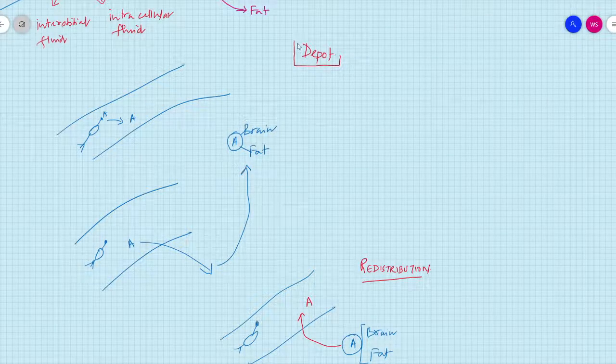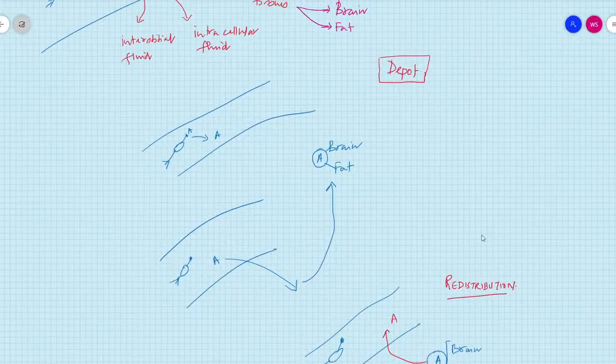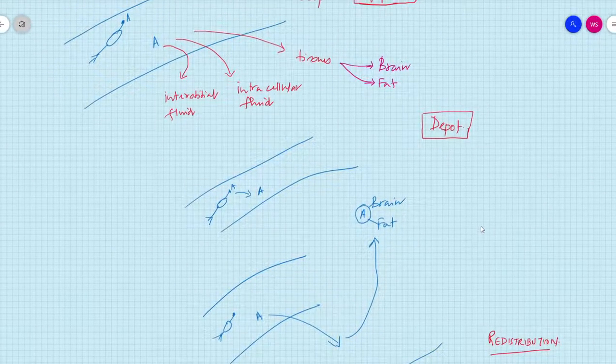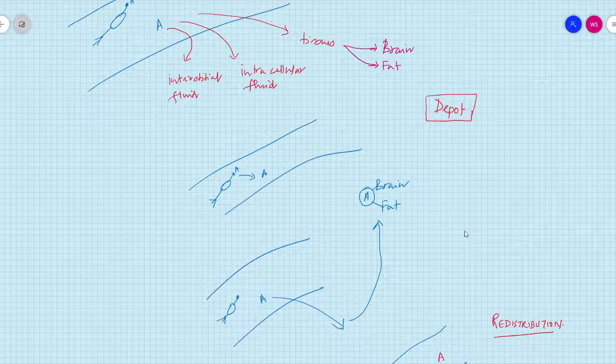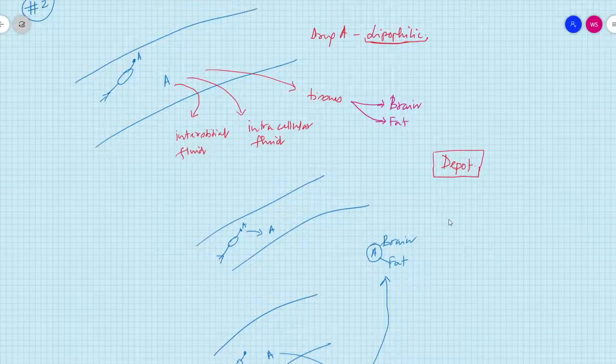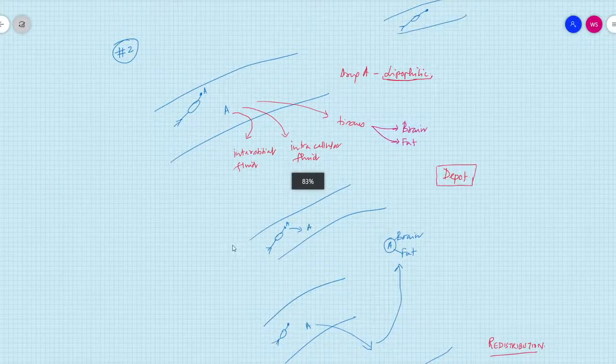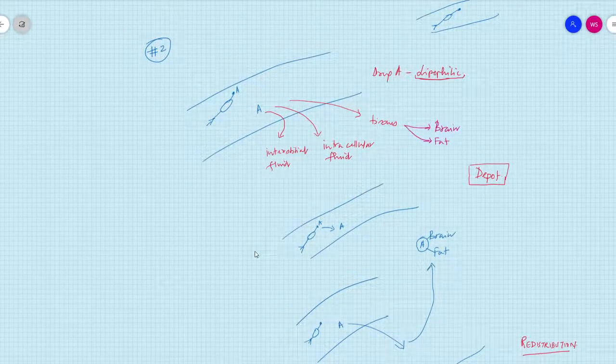So what's a depot? It's a storage site. If it's a lipophilic drug, it can go into lipophilic sites, lipid sites, and then it can form a depot. And from the depot, it would be available. So what's the consequence of that? The drug will have a long half-life. It will be present in the body for a very long time. So lipophilic drugs will have a long duration of action. Okay, so that is one of the main consequences of plasma protein binding.